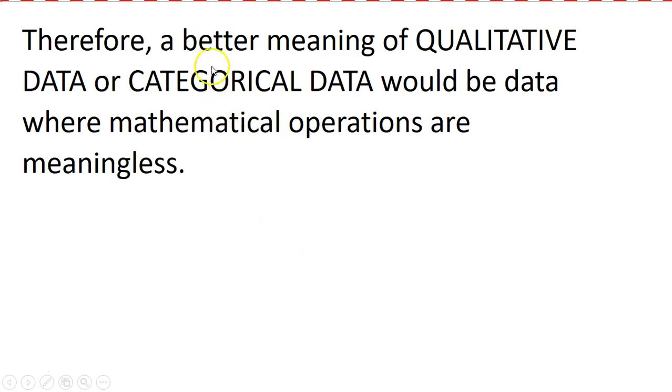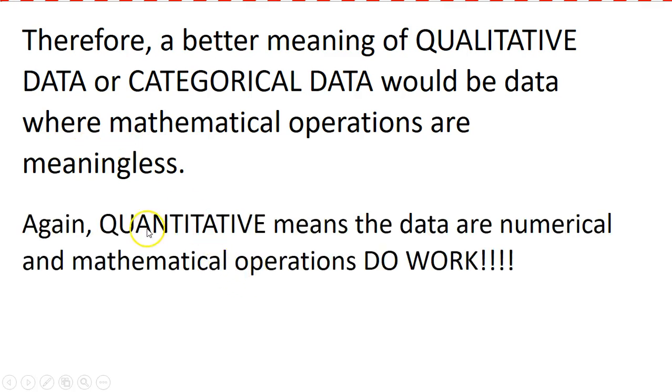Therefore, a better meaning of qualitative data or categorical data would be data where mathematical operations are meaningless. When you try to do a mathematical operation on it, it's pointless. I can't add Democrat and Republican. I can't add blonde and brown. I can't add zip codes together. Quantitative means the data are numerical and mathematical operations do work.